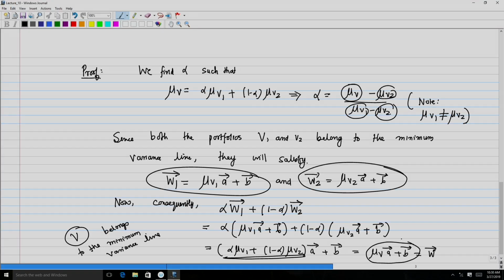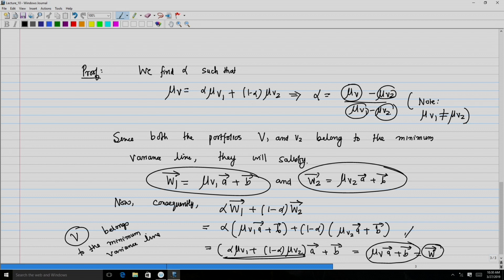So, which means that this portfolio V has the weights given by the linear combination of the weights W1 and W2 of the portfolios V1 and V2 respectively, and it turns out that the weight of this portfolio V can be written in the form mu V A plus B. So, this weight W corresponds to a portfolio that lies on the minimum variance line, where all the portfolios having weights can be written in this particular form.